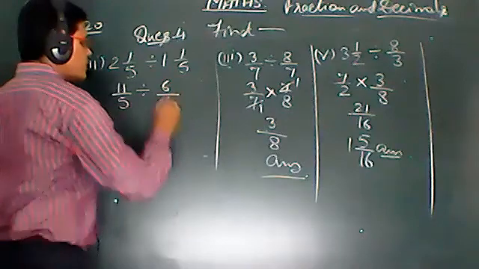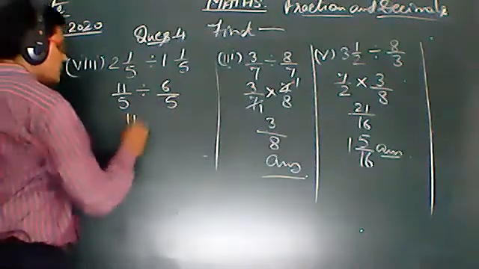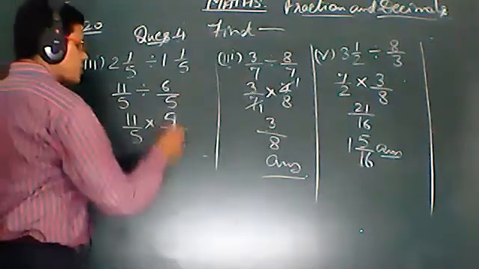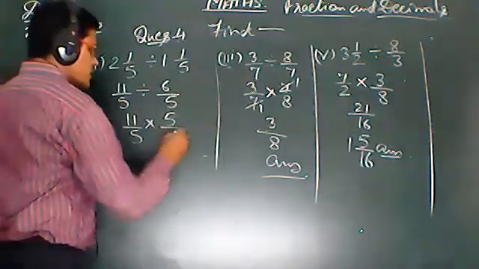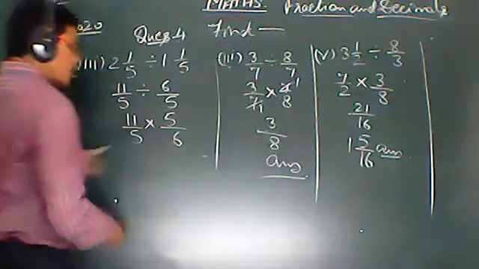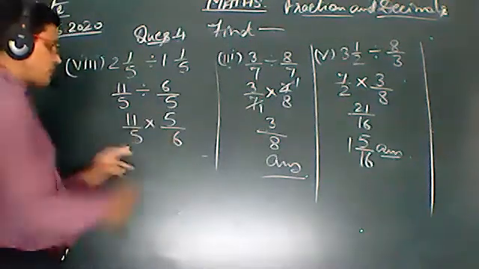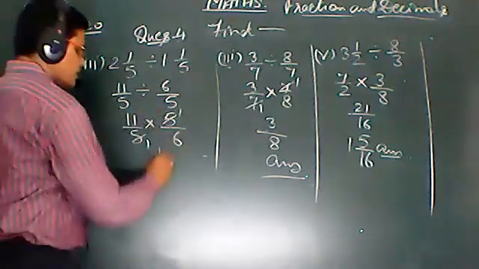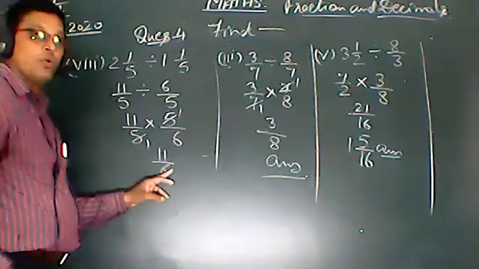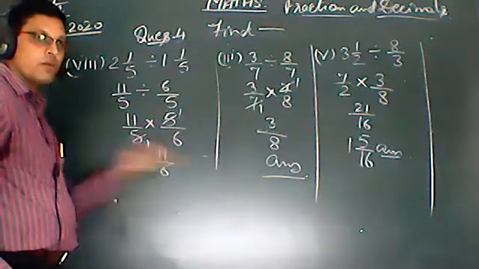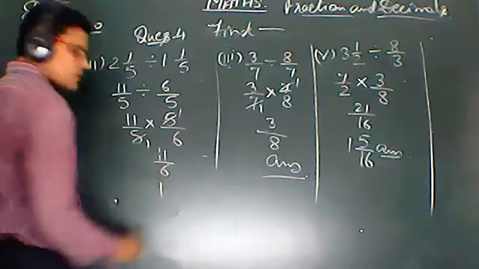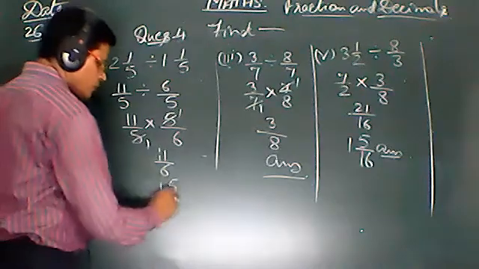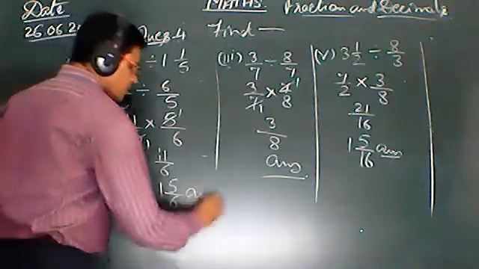6 by 5. And then you convert division into multiplication, and the divisor part of the fraction to its reciprocal, 5 by 6, and then you simplify. This number can be simplified. 5 1s are 5, and then you multiply 11 1s are 11 by 6. This is the improper fraction. Then you convert it into a mixed fraction. 6 1s are 6, and the remainder comes 5. 1 whole 5 by 6, and that is our answer.